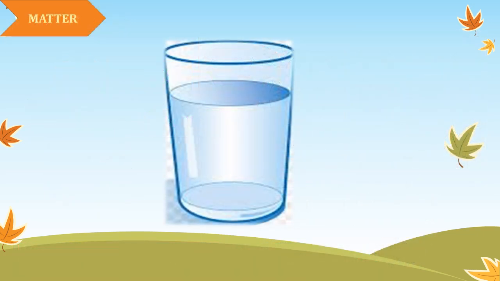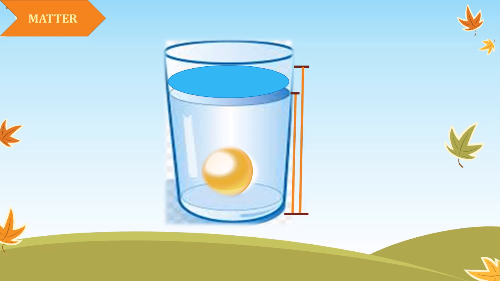Matter has another property. When the objects are placed somewhere, they occupy some space. The space occupied by the objects is called their volume. Like in this glass of water, when I will place my ball in it, the water level will rise. This increased water level is showing the volume occupied by the ball.